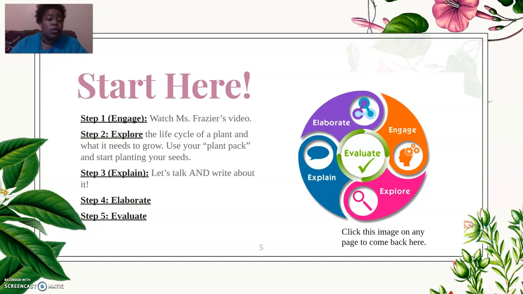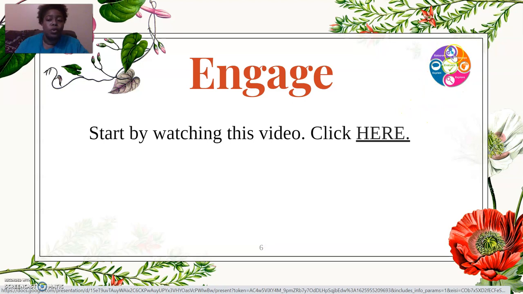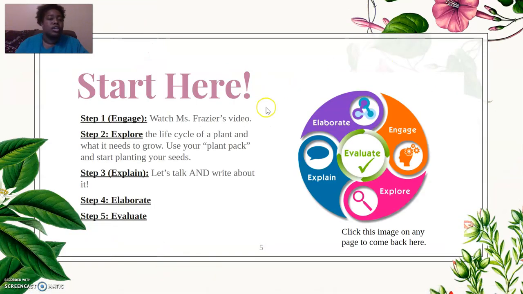So the first thing that you are going to do is see the Start Here page on this lesson that will be on our Canvas page. And you're going to start, of course, with step 1, engage. When you click step 1, engage, it's going to tell you to start by watching a video. And you're going to click here, where it says here, to watch the video. Once you watch the video, you'll come back to this page and you will click on this image to take you back to our Start Here page.